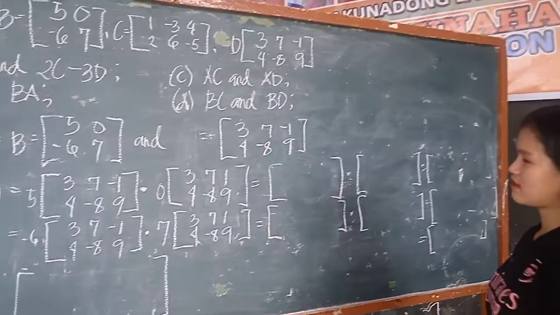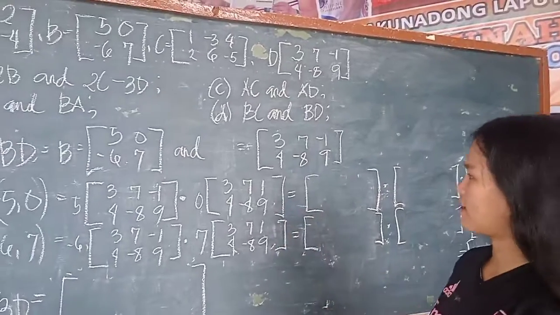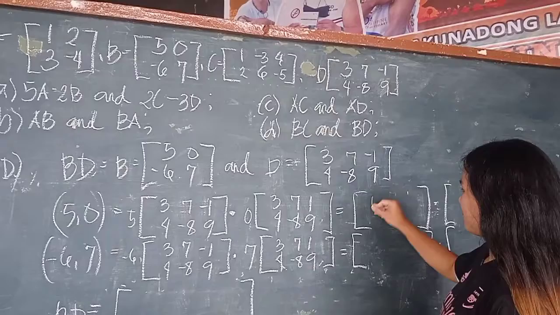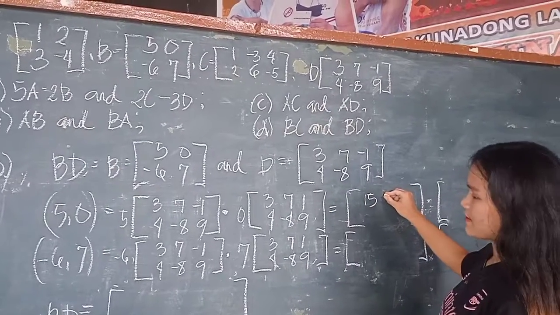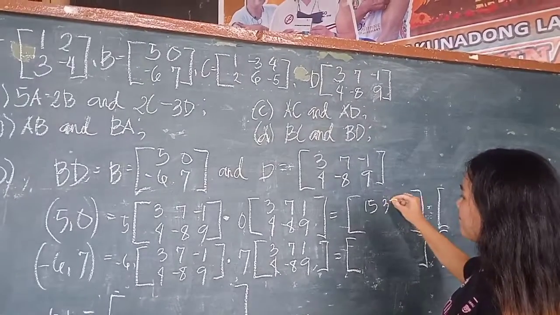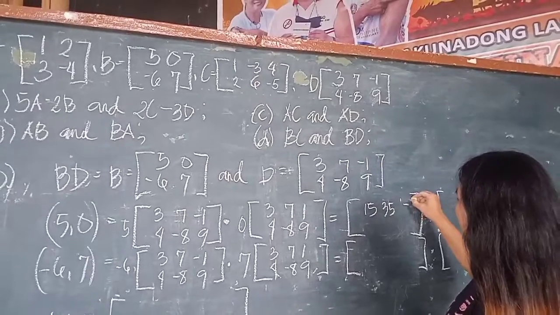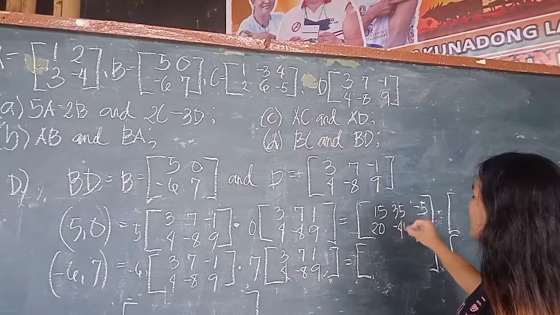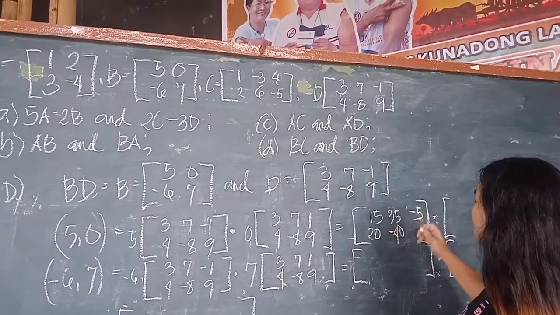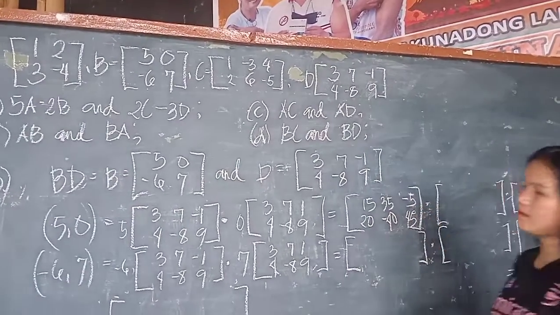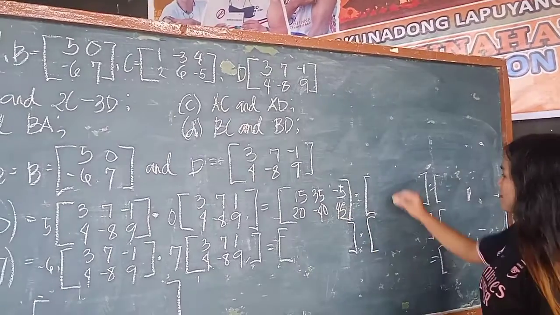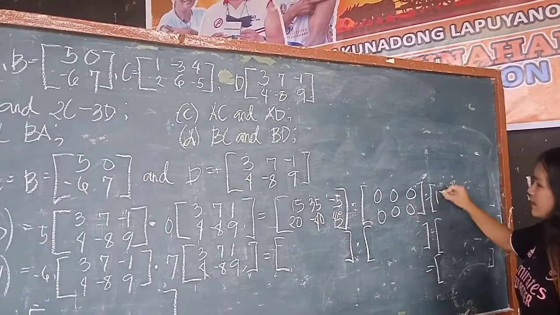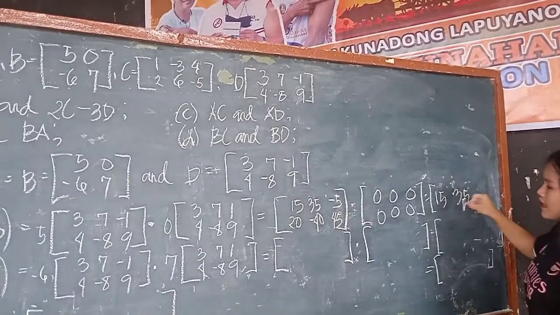Let's proceed to BD. So the value itself, the letter D. So 5 times 3 equals 15. 5 times 7 equals 35. And 5 times negative 1 equals negative 5. So 20, negative 40, and positive 45, multiplied by 0, becomes 0. So ang double 0 na sa tanan. So therefore the answer is 15, 35, and negative 5.